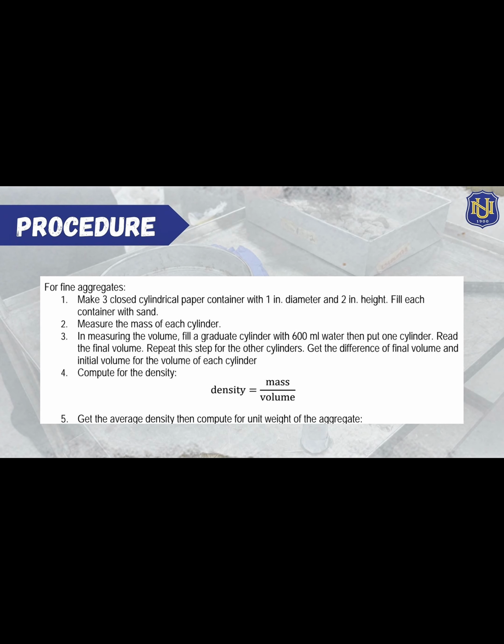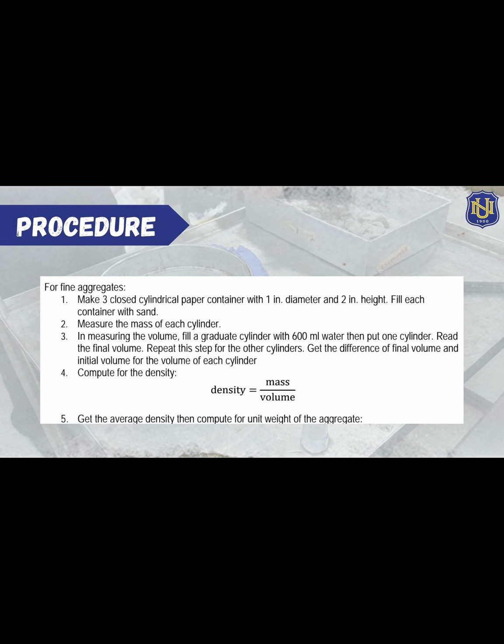Procedure for fine aggregates. First, 3 closed cylindrical paper containers were prepared with dimensions of 1 inch in diameter and 2 inches in height. Each container was filled with sand. Second, the mass of each cylinder filled with sand was measured using a weighing scale. Third, a graduated cylinder was filled with 600 milliliters of water.